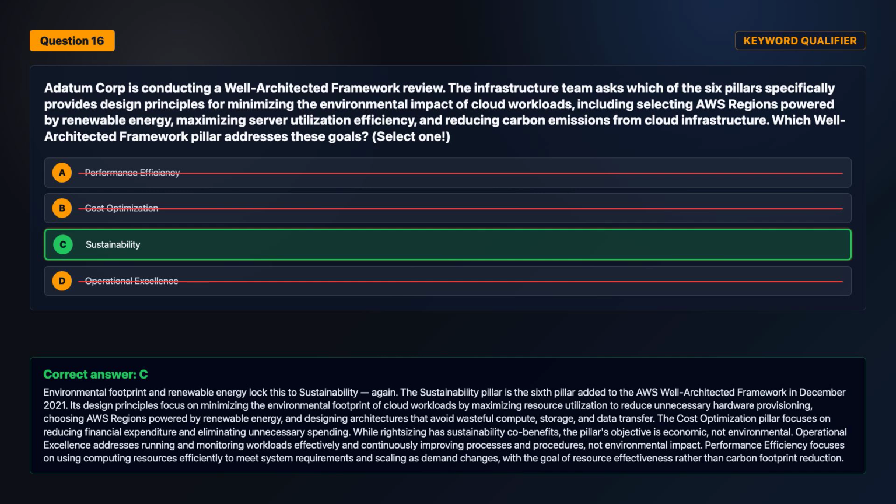The cost optimization pillar focuses on reducing financial expenditure and eliminating unnecessary spending. While right-sizing has sustainability co-benefits, the pillar's objective is economic, not environmental. Operational excellence addresses running and monitoring workloads effectively and continuously improving processes and procedures, not environmental impact. Performance efficiency focuses on using computing resources efficiently to meet system requirements and scaling as demand changes, with the goal of resource effectiveness rather than carbon footprint reduction.